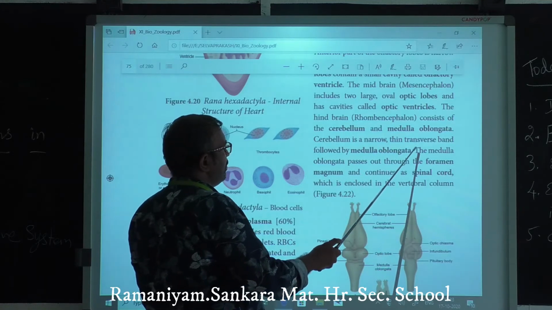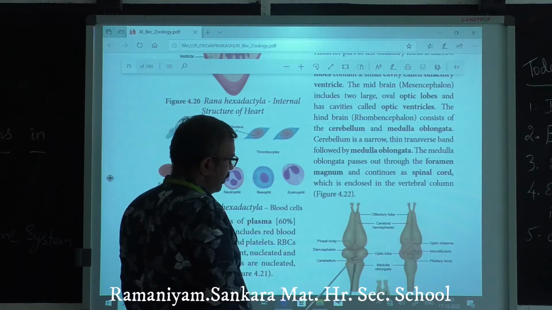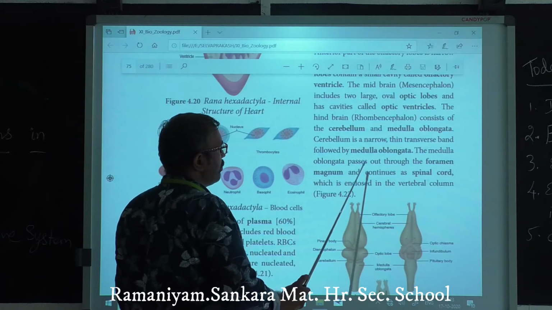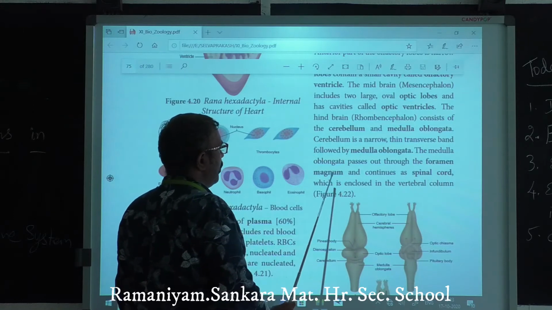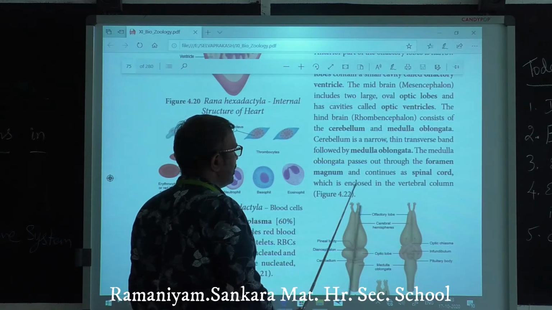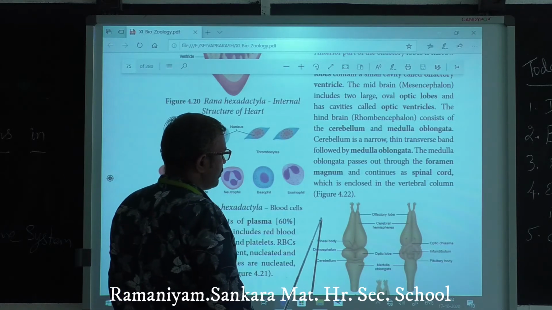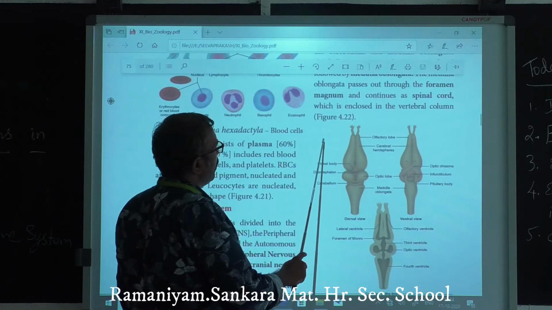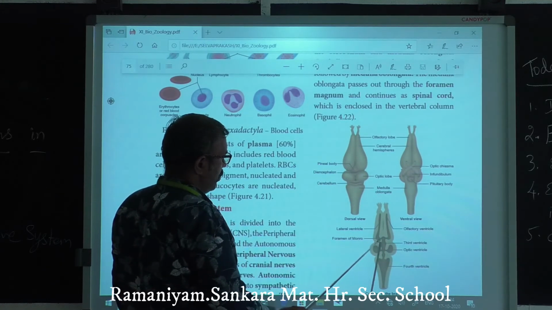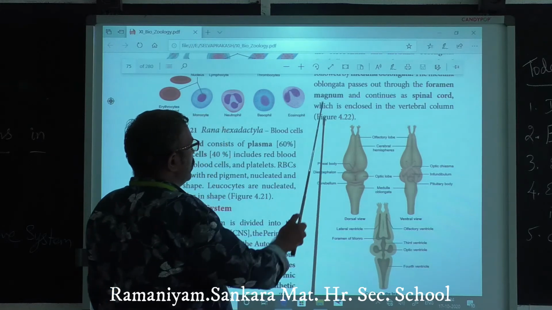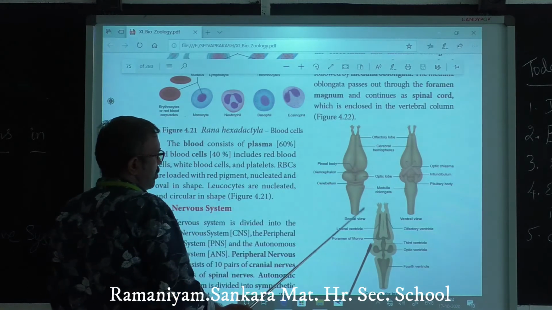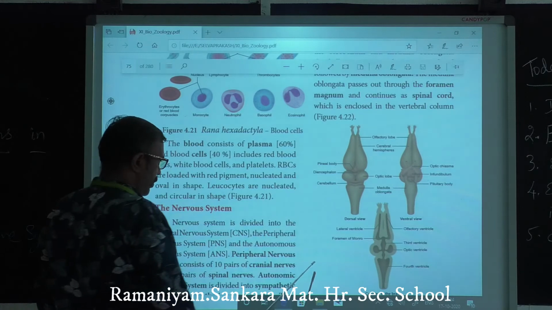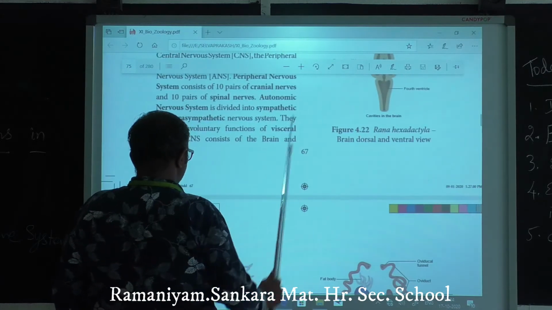The cerebellum is a narrow, thin transverse band followed by the medulla oblongata. The medulla oblongata passes out through the foramen magnum and forms the spinal cord, which is enclosed in the vertebral column. Draw the diagram of the frog brain; it is very important. Next one.